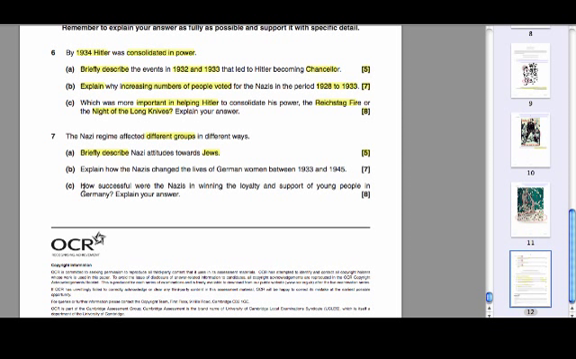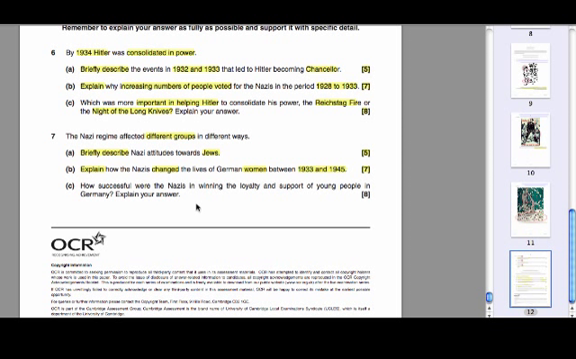When we come to question 7b, again it's an explain question, worth 7 marks, so we're looking to explain 2 things, whatever the question is asking us. So let's have a look at the question. Explain how the Nazis changed the lives of women between 1933 and 1945. So the key words here, women. The date range is 1933 to 1945, and we're looking at change.